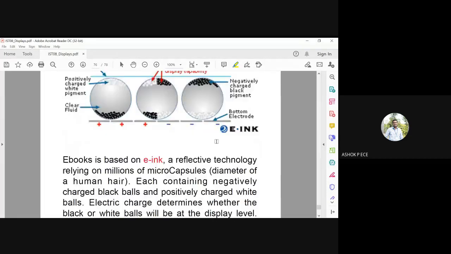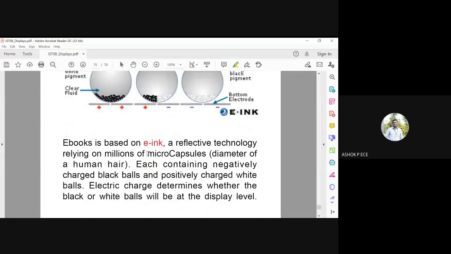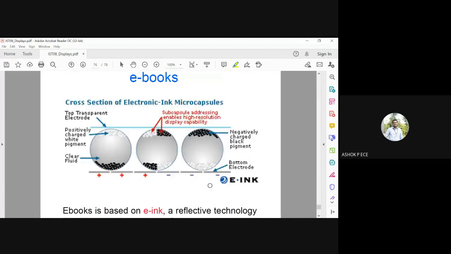ink capsules. So how this e-book is working is, e-book is based on e-ink, the reflective technology relying on millions of micro capsules, which are very, very small compared to the human hair. Each capsule contains negatively charged black balls and positively charged white balls. The electric charge determines whether the black or white balls will be at the display level. So you see here, you have positively charged white balls at the top, you have negatively charged black balls at the bottom, and you have a clear fluid. So as and when you apply the voltage, you can see what is getting displayed.